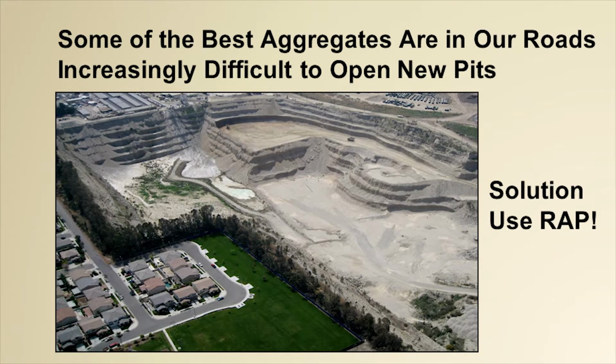So some of your best aggregates are in your roads, and we have several quarries right now where you can see the housing all around that, and they can't dig anymore, and we're running scarcer and scarcer. So the solution to that is use RAP. There's no reason it can't. It's just rock and oil. As long as you understand the components of it, there's no reason we can't reuse it.